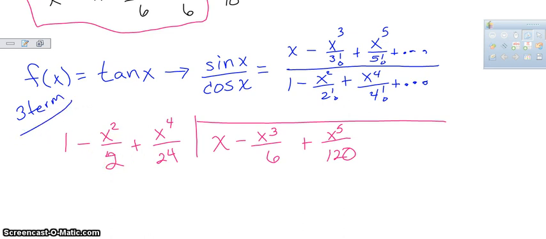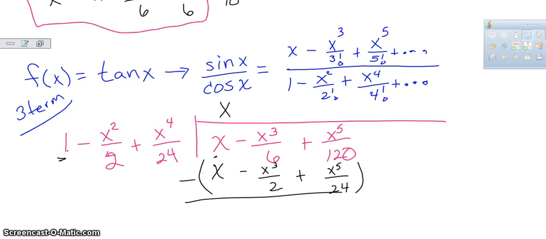All right, so a little quick review on long division. All you do is you look at the first numbers here. So 1 goes into x, that would be x. So x times 1 gives me x. x times this term gives me negative x cubed over 2 plus x to the 5th over 24, and then you subtract this whole thing.